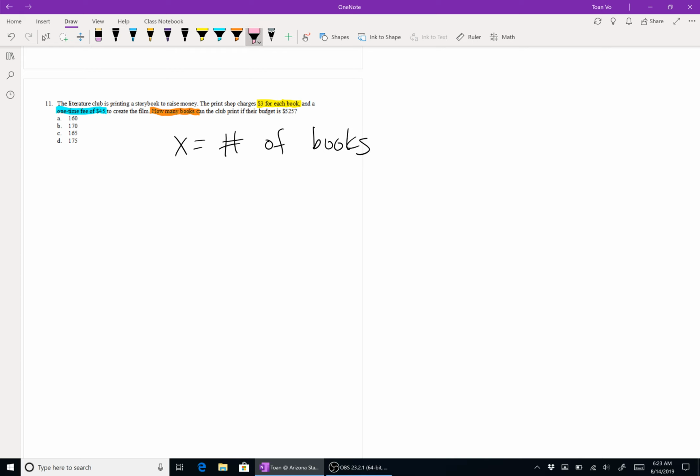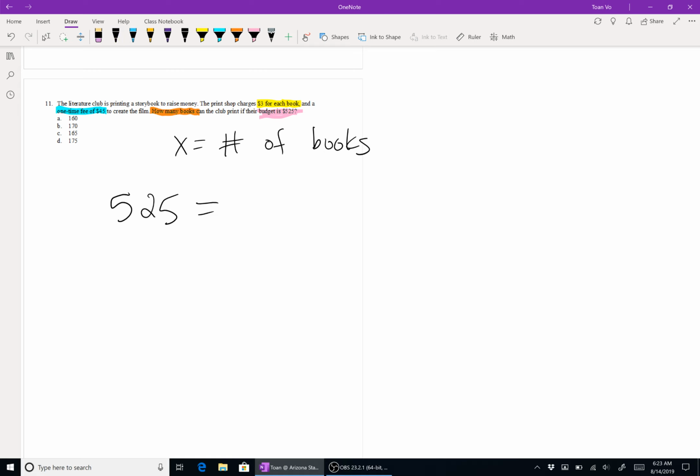And then they give us this information. The budget is $525. Budget is like the total amount of money you spend. So when setting up an equation, you usually put totals on one side of the equal sign. So I'm going to put 525 equals. I started with 525 because you usually start with the totals. So this 525 is talking about money. So everything I put on this side of the equation should be about money.